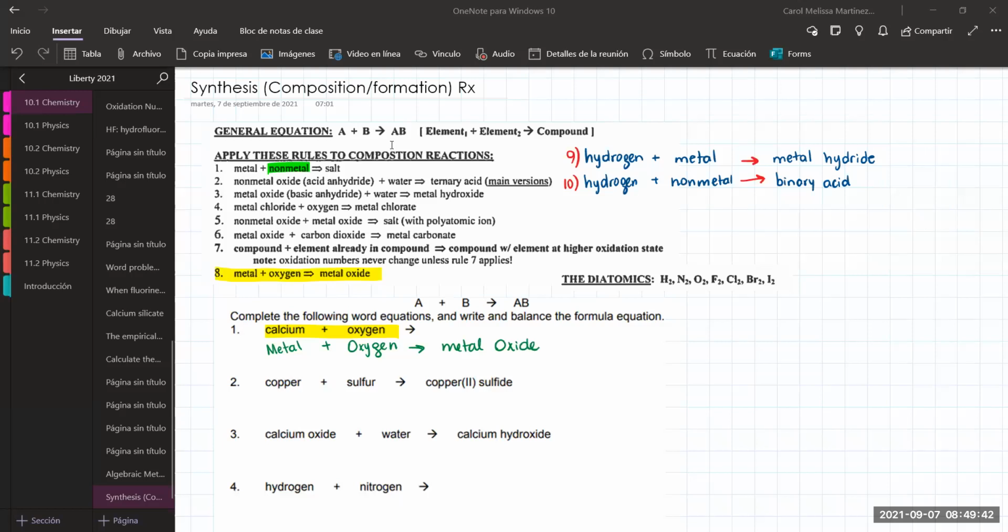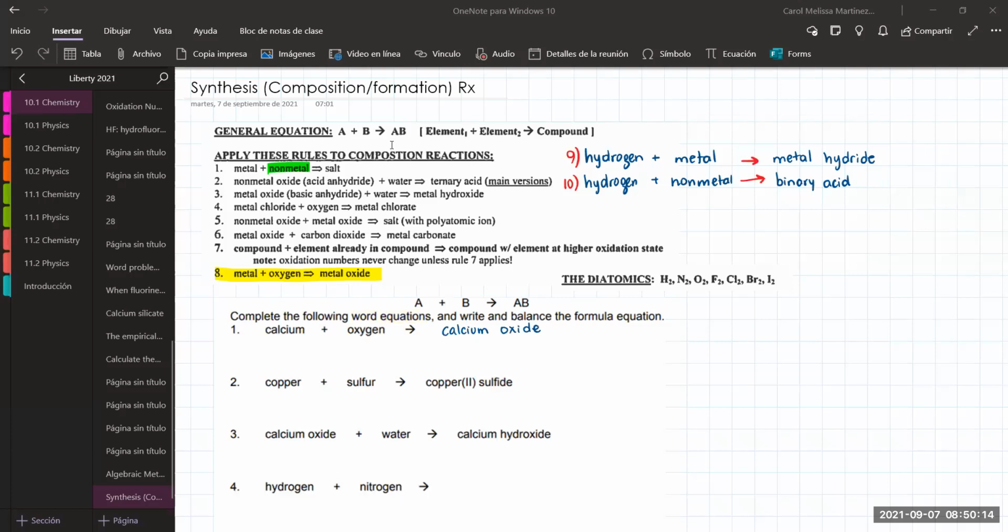We have this rule and we need to complete the word equation. So we have calcium and oxygen will produce metal oxide. The metal, we know that is calcium, and then it says oxide. So calcium oxide will be my product. That, what we have over there, is what we know as the word equation. We finished with the first part.